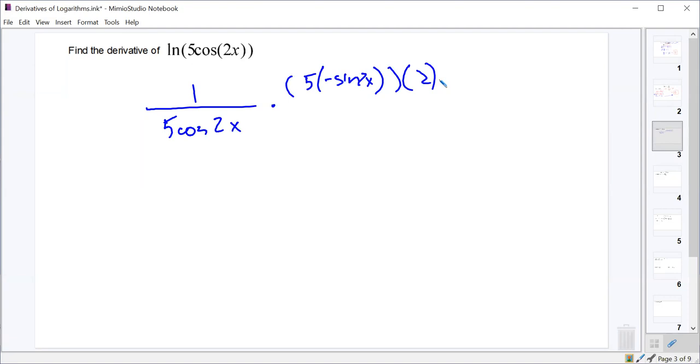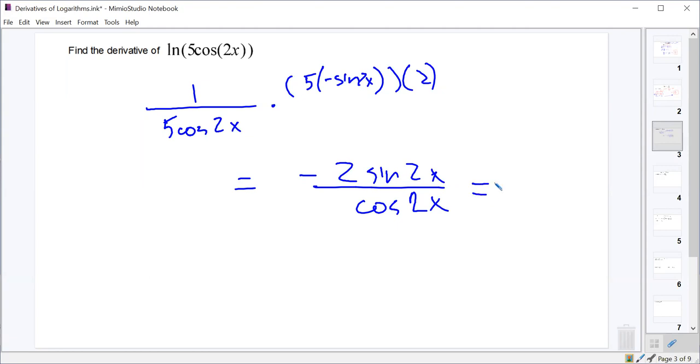Everybody good with that? Okay. The 5s will cancel, and we've got negative 2 sine 2x over cosine 2x, which we could simplify to what? Negative 2 times the tangent of 2x. Negative 2 tangent 2x. Everybody good with that? Any questions or issues with that?